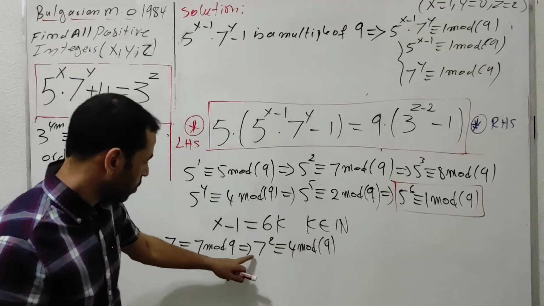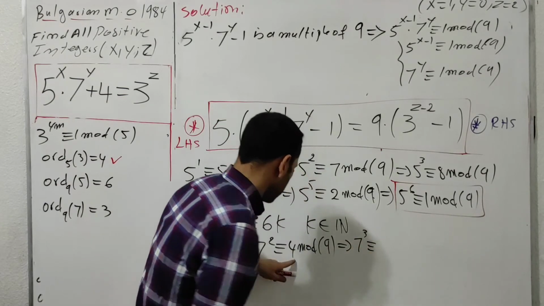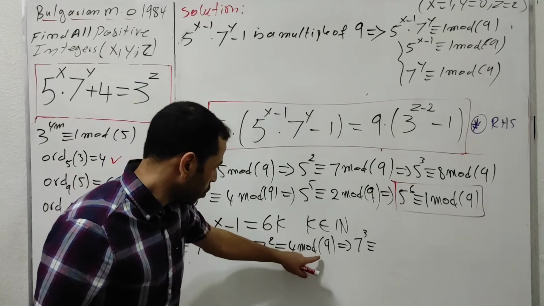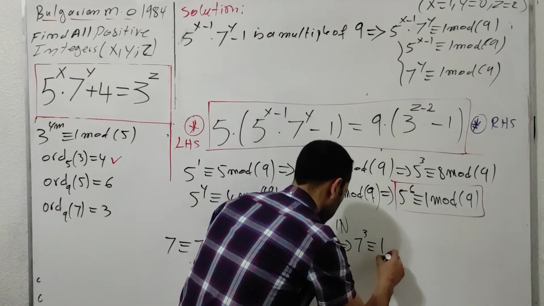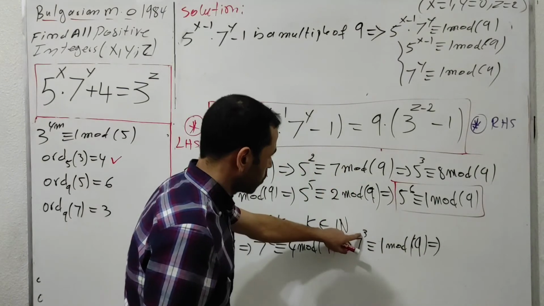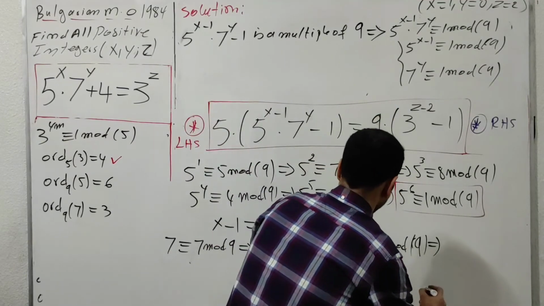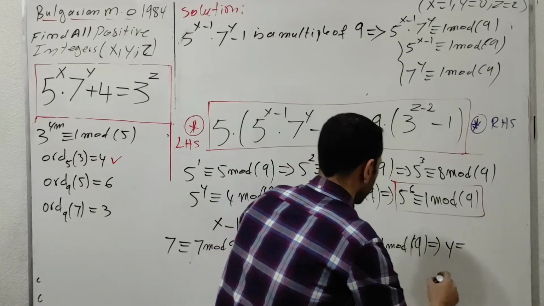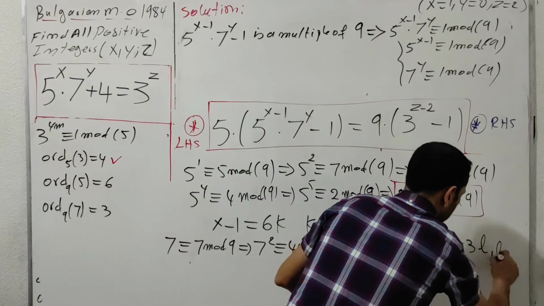Okay, so by multiplying by 7 on both sides, I will get here 7 to the 3. 4 multiplied by 7 is 28. Since we know 27 is a multiple of 9, that means I have one number more here. I will get 7 to the 3 is congruent to 1 mod 9. Okay, I found the exponent of y equal to 3. That means the exponent is a multiple of the order. So I will get y equals 3l. What is l? Some natural number.